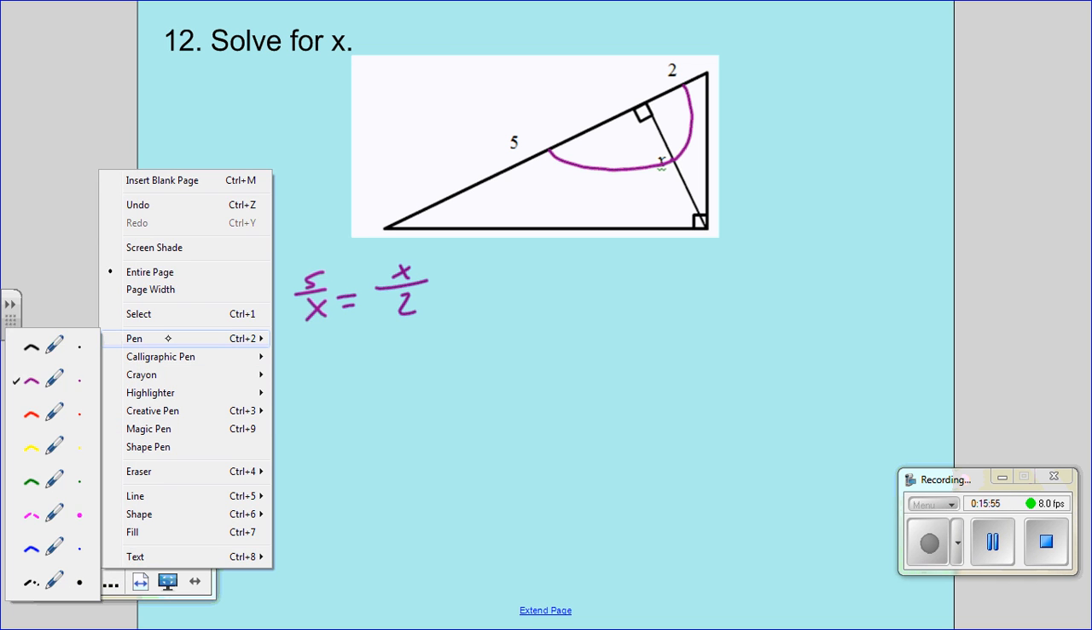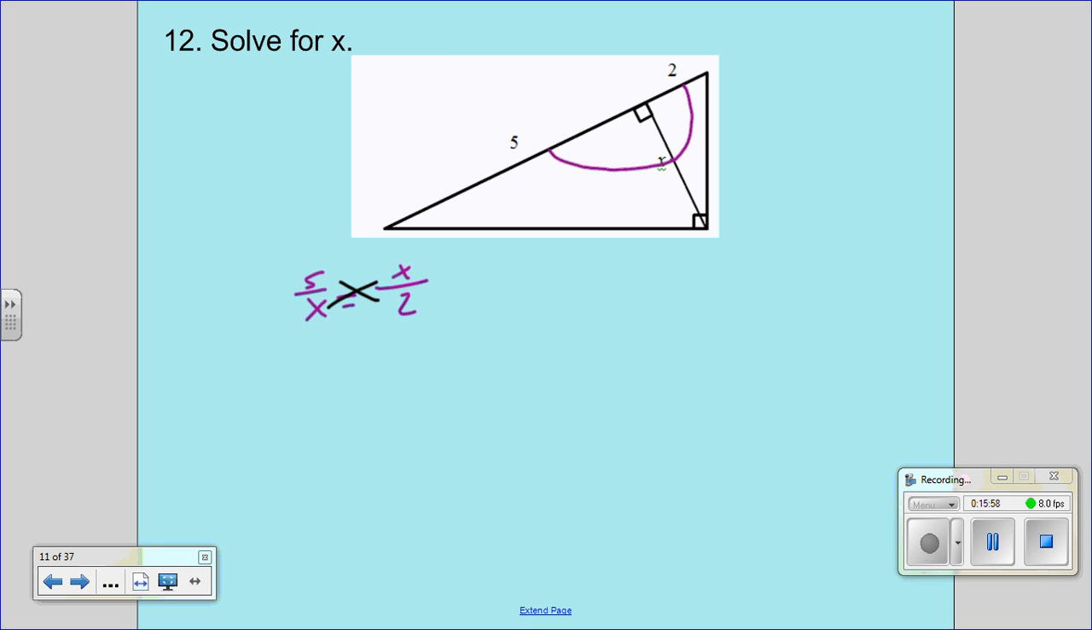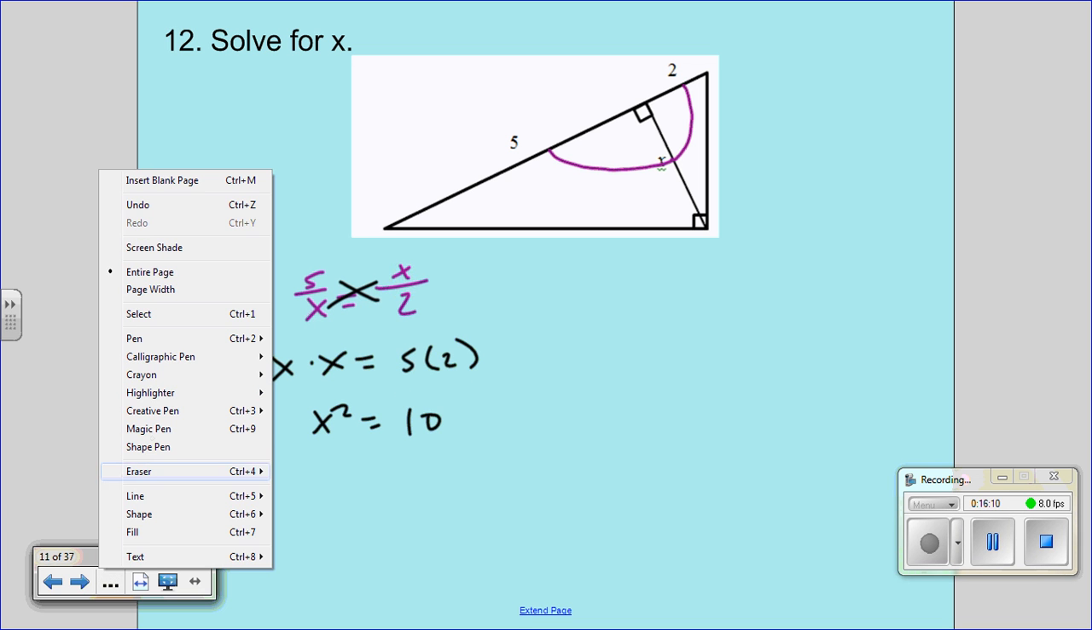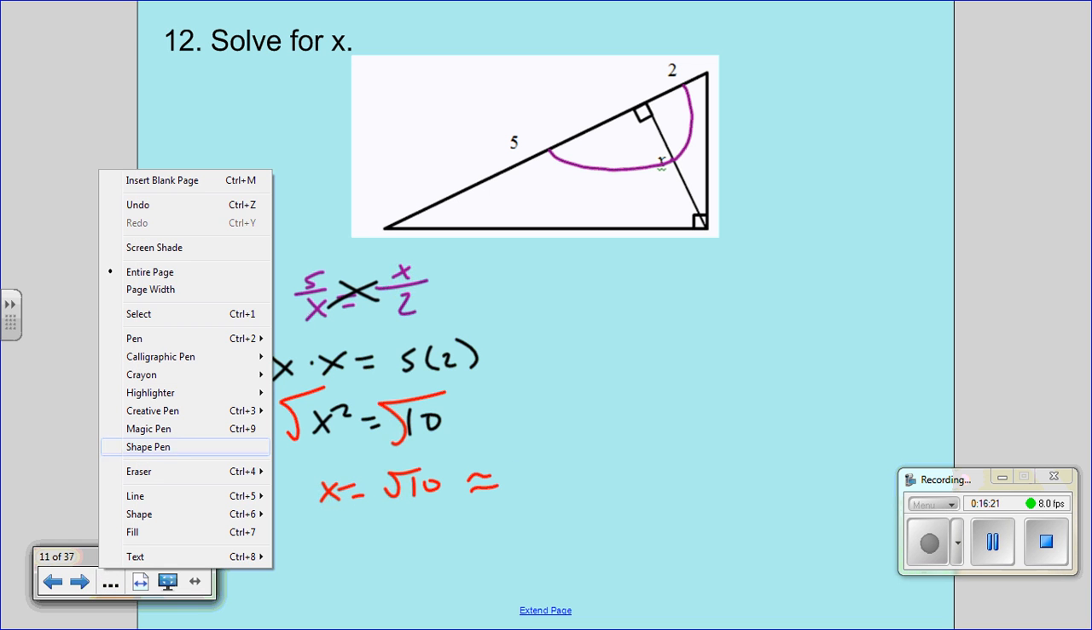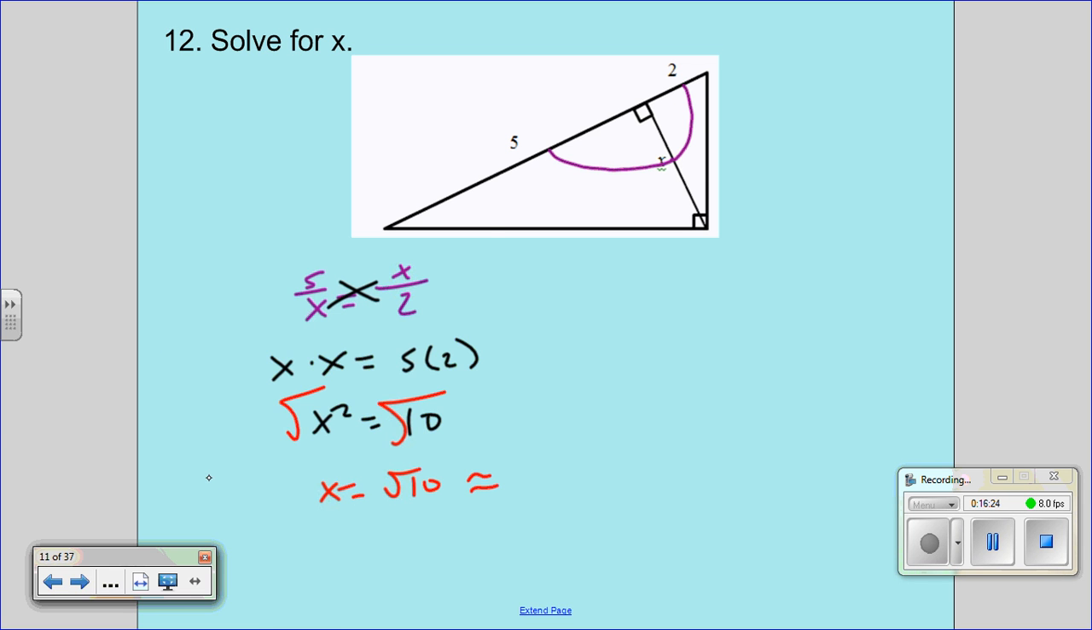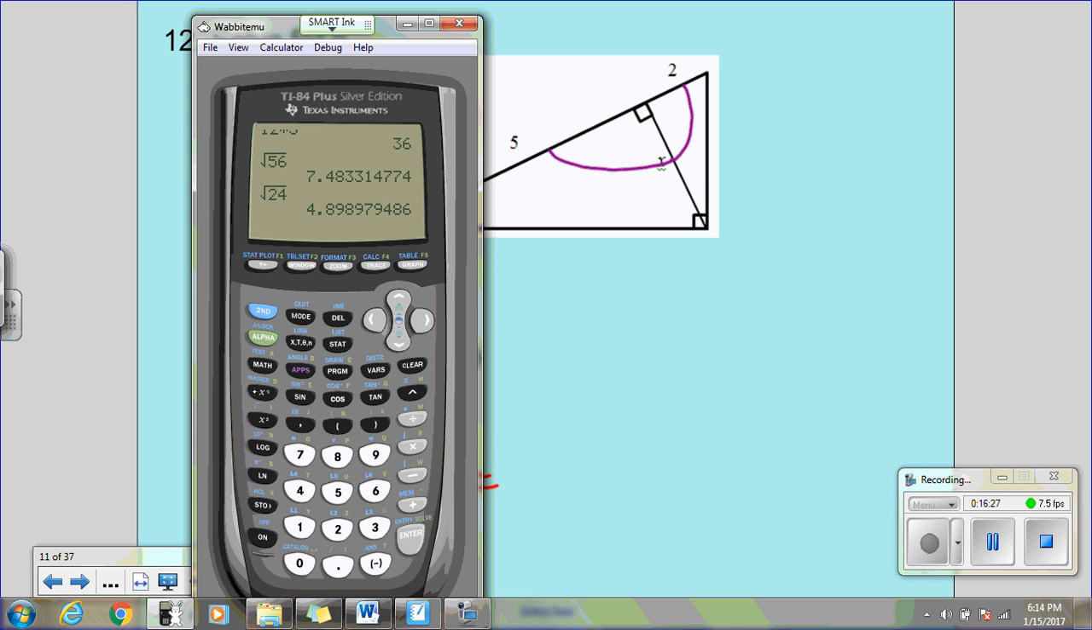And now I cross multiply. So again, I have x times x is equal to 5 times 2. X times x gives me x squared. 5 times 2 is 10. And now I take the square root because I want to find x. So x is equal to the square root of 10. And now we grab our handy dandy calculator. The square root of 10 is approximately 3.2.